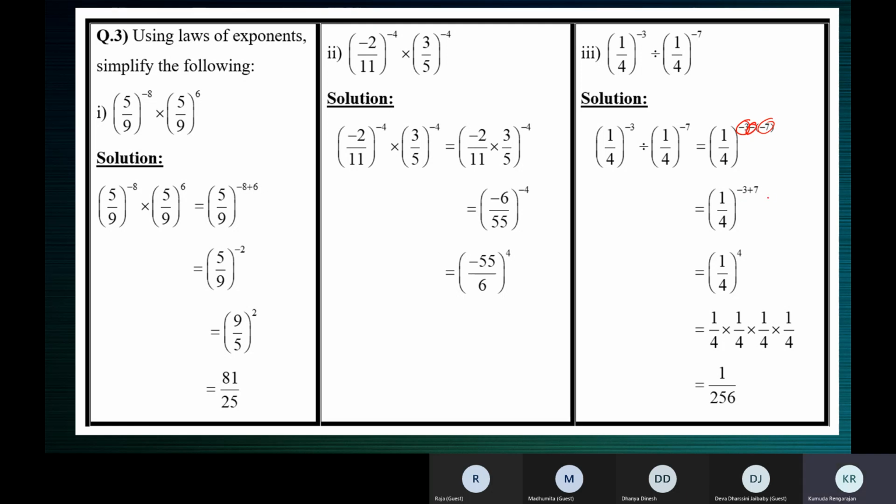So minus 3 plus 7, minus into minus is plus, which is 4. So here you don't have to write its equivalent because the power is already positive. So this means 1 by 4 multiplied with itself 4 times, which is 1 by 256. Understood, children?